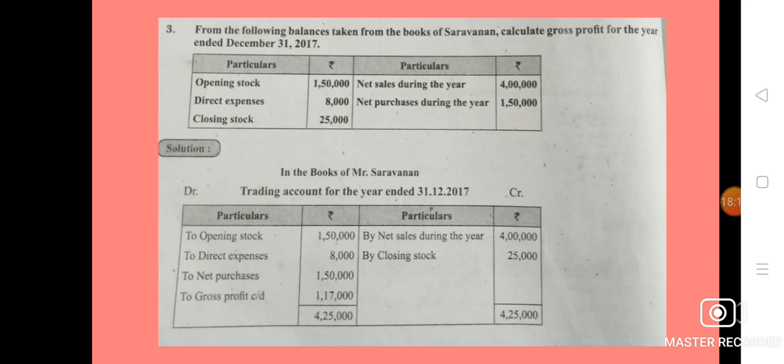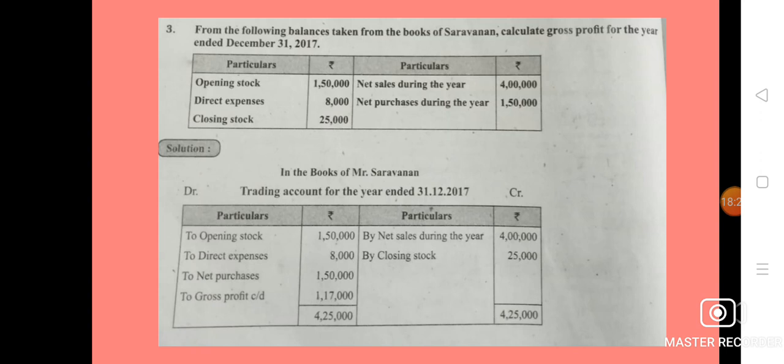First we will come to the debit side. To opening stock 1,50,000, direct expenses will be showing on the debit side of the trading account, so 8,000. Then closing stock will be showing in the credit side of the trading account.